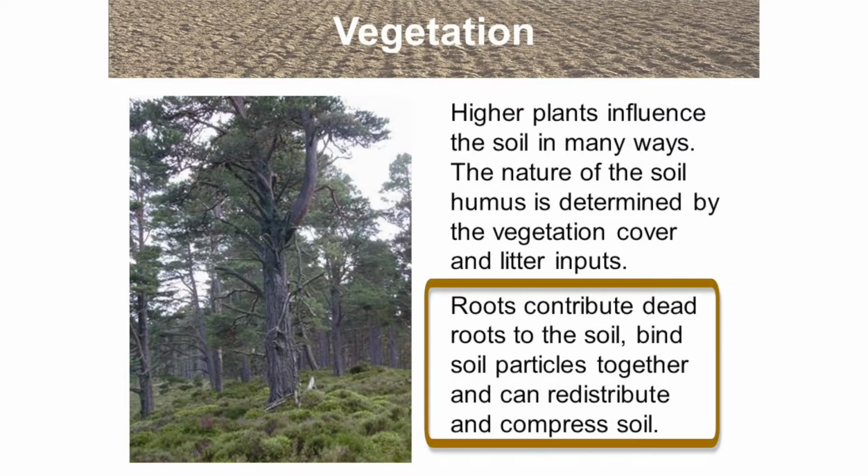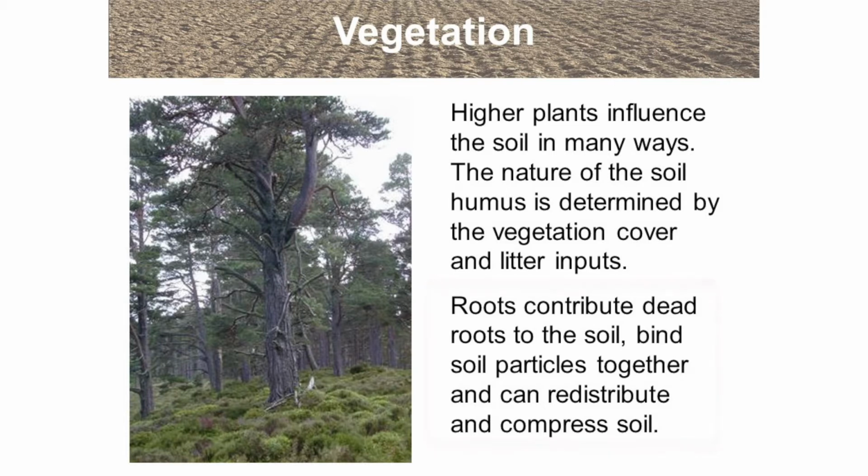Roots contribute dead roots also to the soil. They bind the soil particles together and can redistribute and compress soil as well, and can remove nutrients from the soil. The roots also help aerate and assist the soil drainage, as deeper roots penetrate deeper down into the soil.